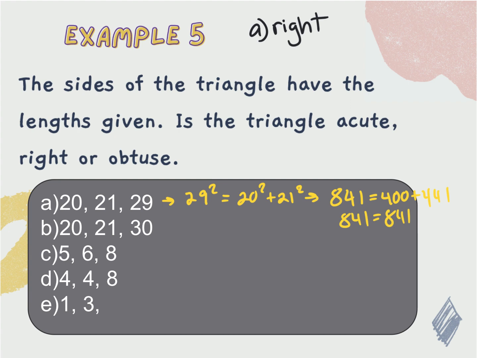Now, if I do the same thing for B, I'm going to do 30 squared equals 21 squared plus 20 squared. We're going to get that 900 is equal to 400 plus 441. So we get 900 equals 841. Therefore, it's no longer equal. The 900 is bigger, which is the hypotenuse. Therefore, this one is obtuse.